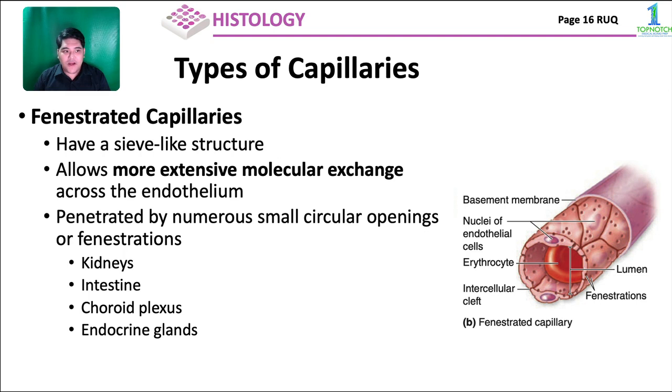Siyempre, nakahiga dyan. On top of that is your endothelium. Next type of your capillary is your fenestrated capillary. They have a sieve-like structure, butas-butas. Okay? More extensive ito because it allows molecular exchange across the endothelium. Now, just think of it. Why are you gonna allow ions to exchange in this type of capillary? Because it's important. Where? In the kidney, intestines, choroid plexus, and endocrine glands. No, for the maintenance of our homeostasis.